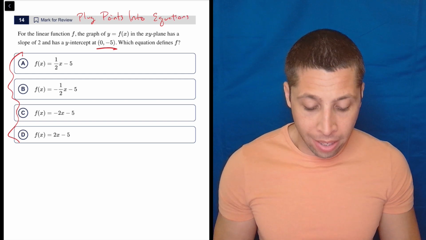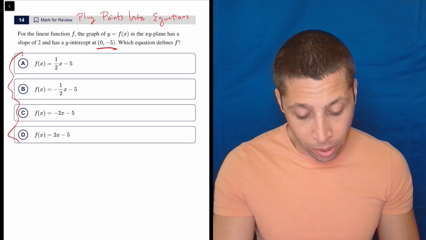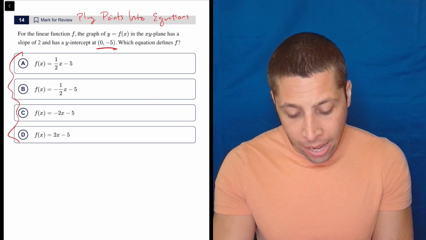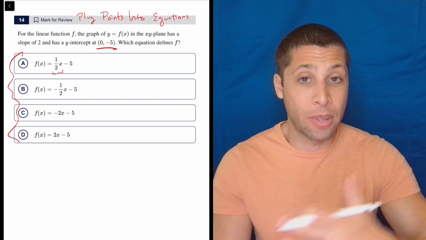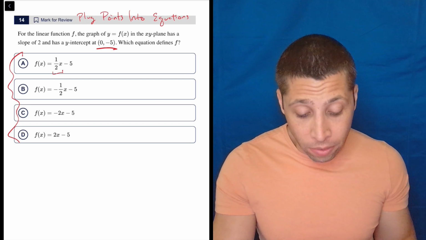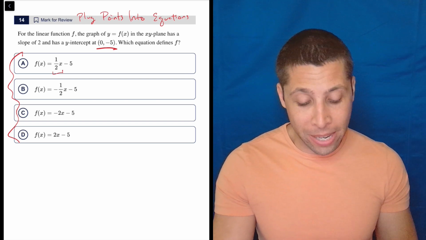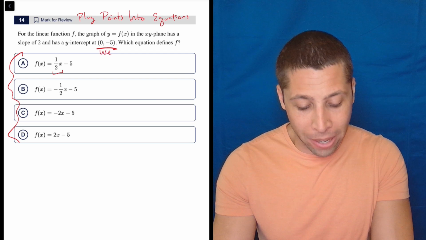The problem here is that that point is going to work in all of these equations because if we put 0 in, it's basically going to knock out these pieces that are attached to the x, right? Because 0 times anything is 0. So that means all of these answer choices, if I plug in 0, are going to give me -5. So this piece of information is useless.